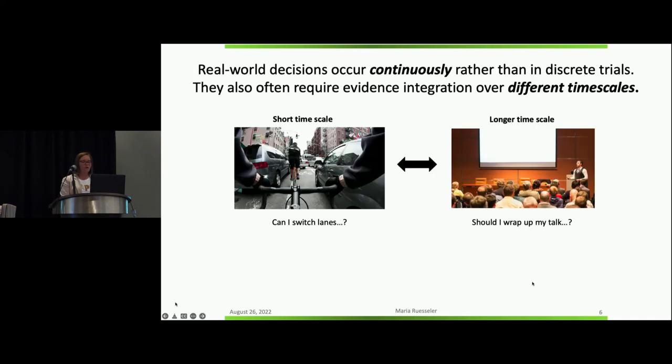But this is not what we do in our world, because that is continuous and there's a continuous stream of information, meaning that we should really adapt our evidence integration kernels to different timescales. What I mean by that is, if you consider yourself being on a bike on a road, you probably only want to focus on the last couple of seconds to be aware, for example, if there's a car coming out of the driveway and hits you. That is in contrast to when I just observe you here in the room and I want to figure out whether you are actually still interested in this talk or whether I should rather wrap up.